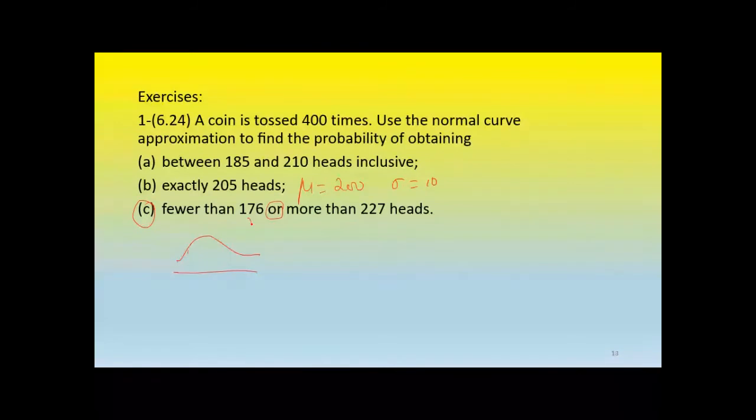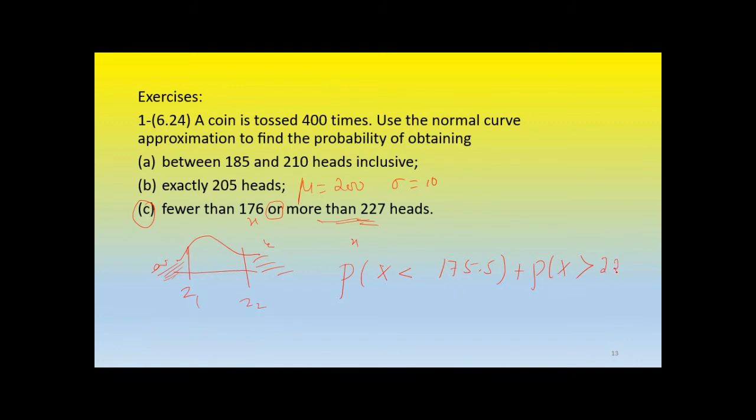Fewer than, for X equal to 176, you will find a Z here, so less than this one. Another, for X equal to 227, you will find another Z here, and more than this one. So either this or this. They are mutually disjoint. There is no intersection between them, so addition is possible. So we can write this: probability of X less than 175.5. Is it clear? And another part we will write: probability of X greater than 227.5.